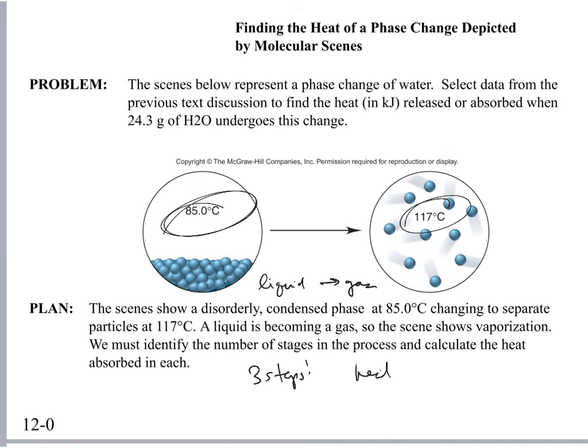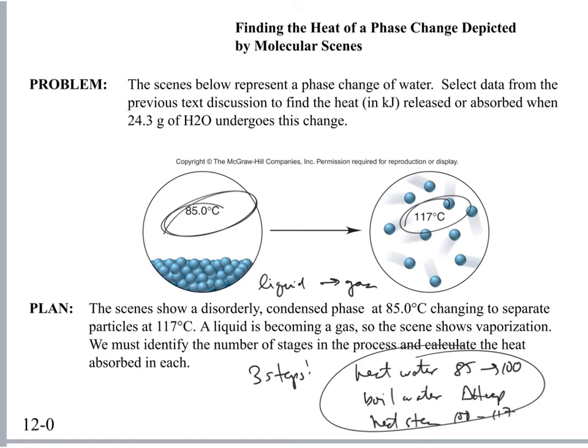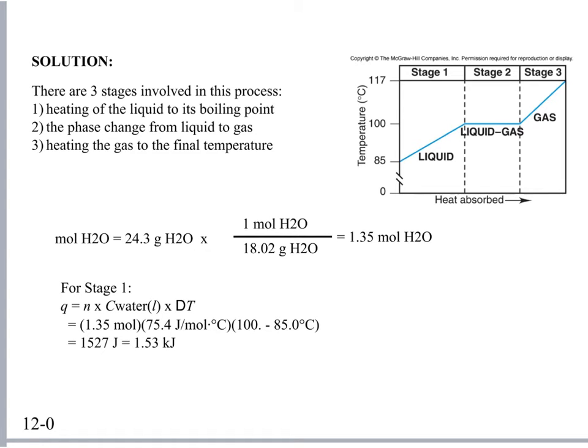You have to heat the water from 85 to 100 because that's the boiling point. Then you need to boil the water. For that you need the delta H of vaporization, and then you have to heat the steam from 100 to 117. So there's a lot of work in this problem, and that's what they do right here.